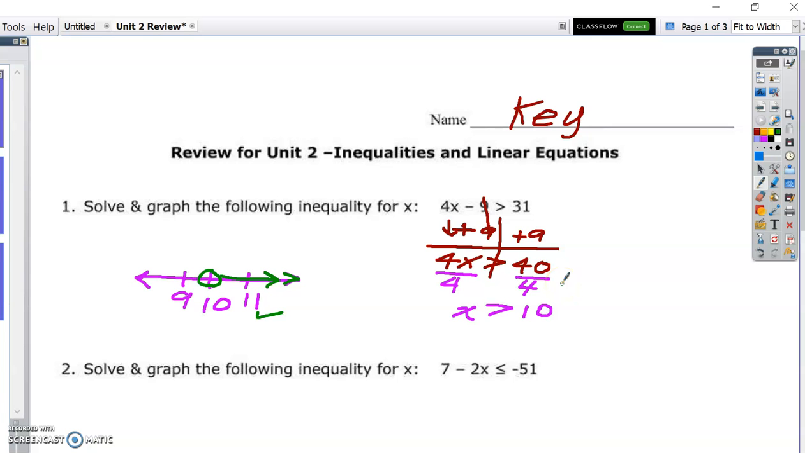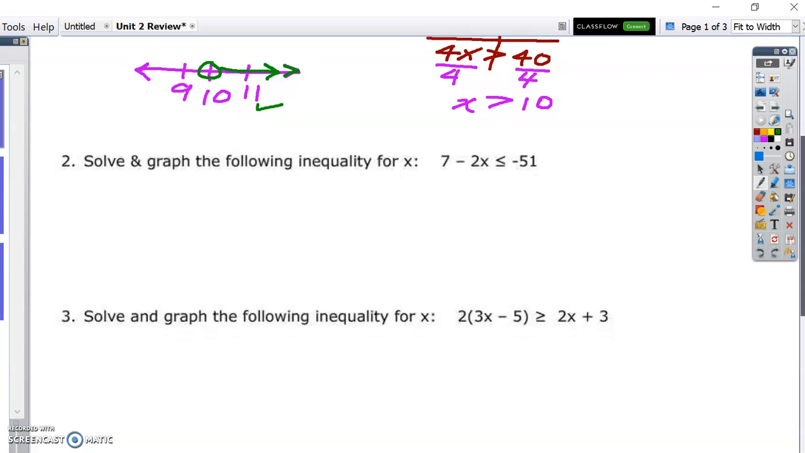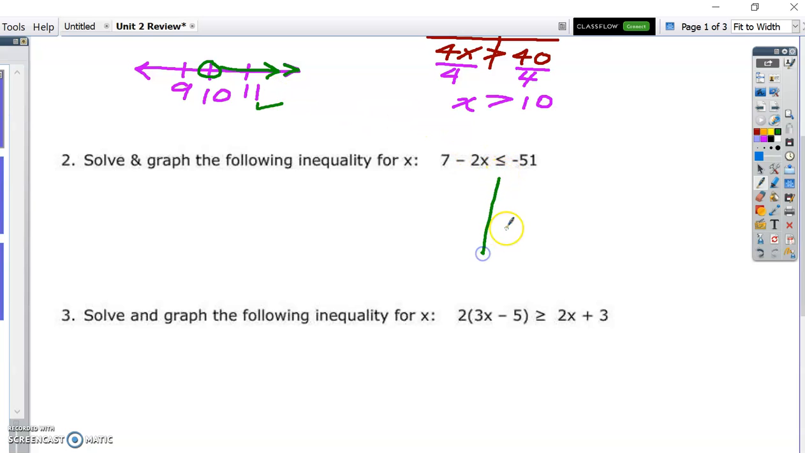All right, so then next we are going to mosey on down and solve number 2. Solve and graph the following inequality. Here we go. Draw your line. Now this one's written in reverse order, so make sure you notice that. We have a negative 2x here, but we want to get rid of the 7, which is positive. So minus 7 on both sides.